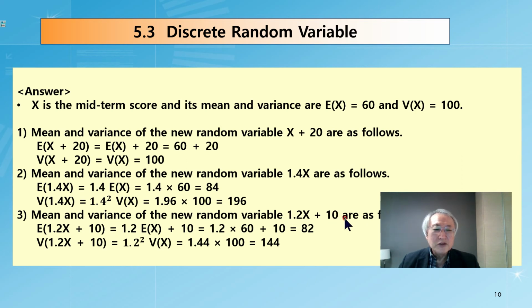If you change a random variable in this manner, here's the formula. This one looks natural: 1.2 times the original expectation plus 10. But in the case of variance, this constant doesn't contribute anything. It's just a shifting, so no variance change.